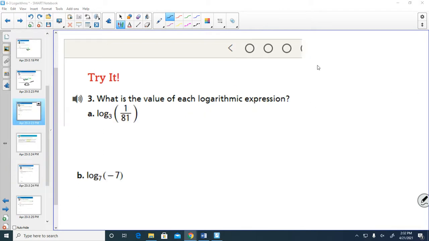Now in example 3, we're going to have to evaluate it. So they want to know what is the value of log base 3 of 1 over 81. And we want to do this without our calculator. So what I like to do is say log base 3 of 1 over 81 is equal to x. And then I'm going to rewrite it in exponential form.